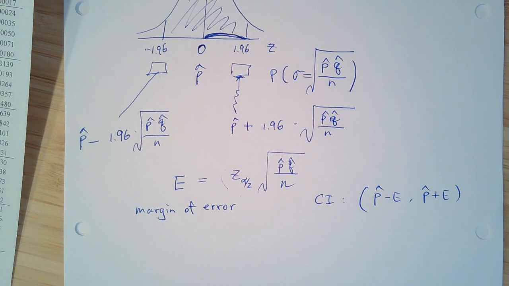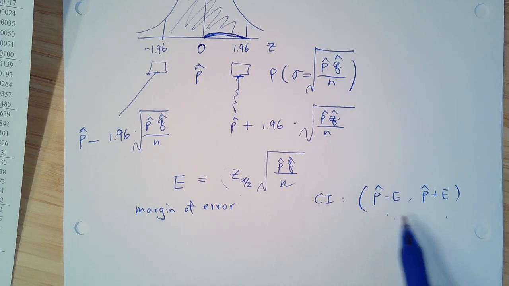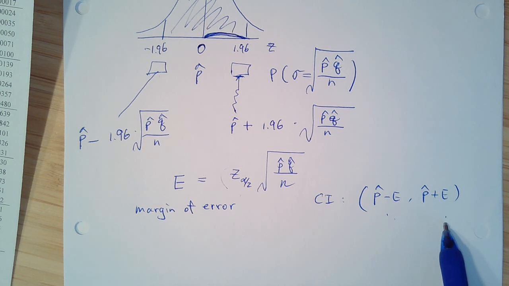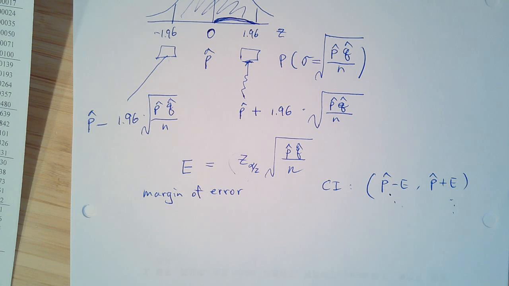All right, now once we know this, how do we interpret the confidence interval? You're going to say this: we are 95% confident that the interval from this number to this number actually does contain the true value of the population proportion P. So I'm 95% confident that in this interval, the population proportion P will fall.